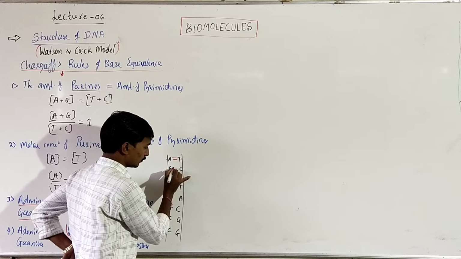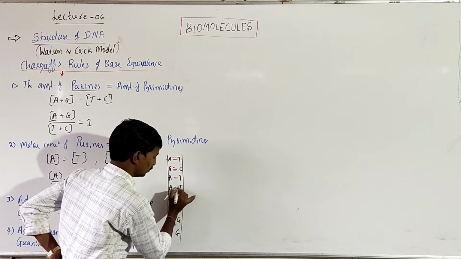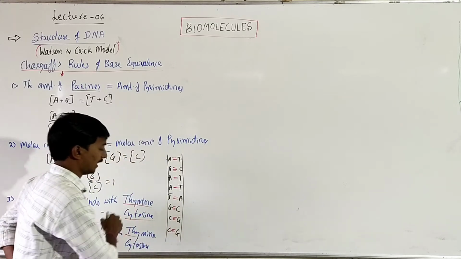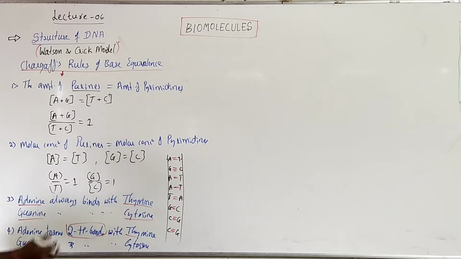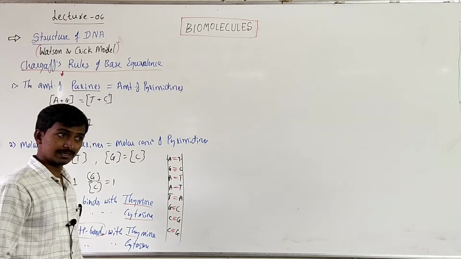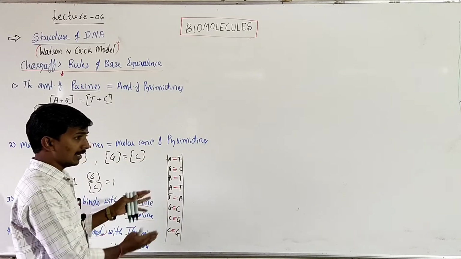Similarly, guanine forms 3 hydrogen bonds with the cytosine. So similarly 2, 2, 2, 3, 3, like that the hydrogen bonds will keep on forming. So it will become a double stranded DNA. But in reality it is not exactly straight. It's not looking like a ladder.